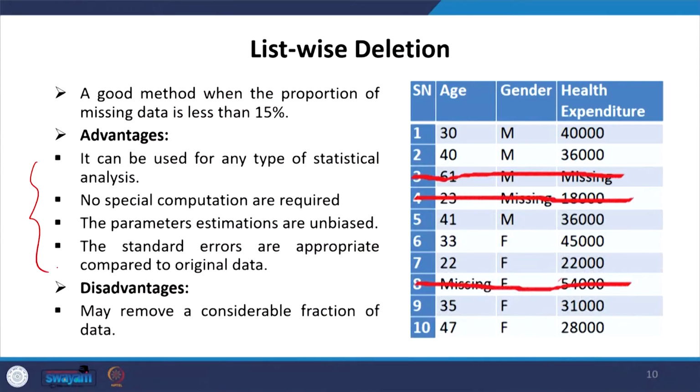In this case, one benchmark is mentioned, which is a good guideline. The listwise deletion method is good when the proportion of missing data is less than 15%. There are advantages. It can be used for any type of statistical analysis. No special computations are required. The parameter estimations are unbiased, and the standard errors are appropriate compared to the original data. So, these are the advantages we just discussed, and that is the reason why this is the most used technique.